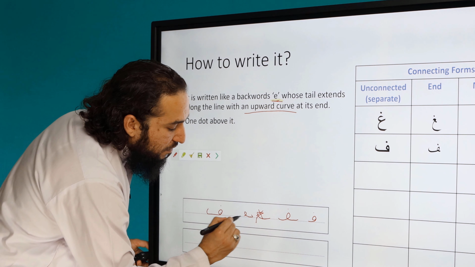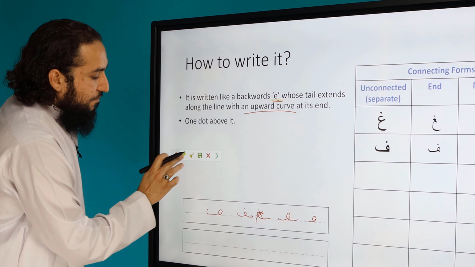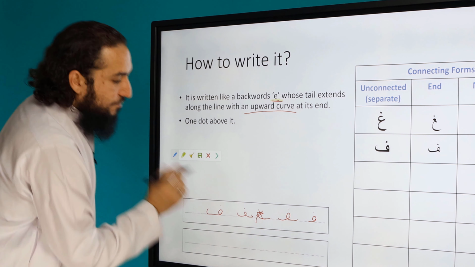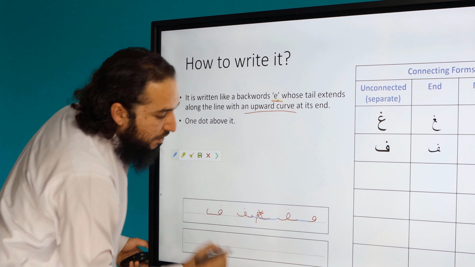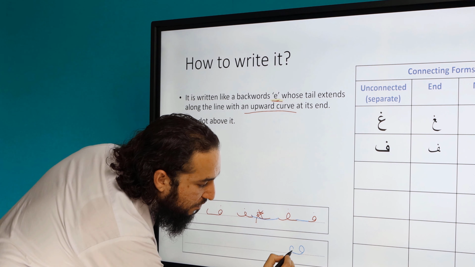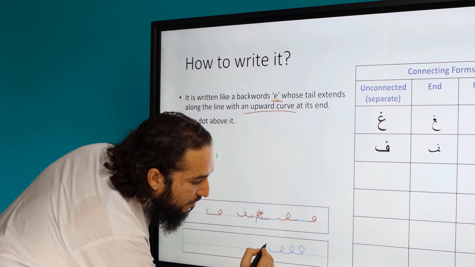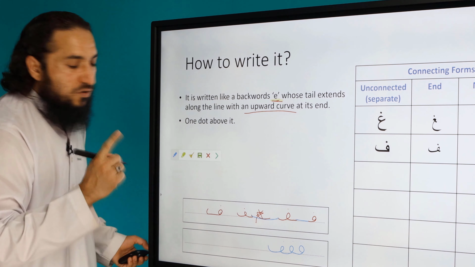If it comes in the end, you can connect them. You can basically connect this one and here this one. So it would look like this: fa, another fa, and another fa. Okay, so the difference in fa and ghain is this one.